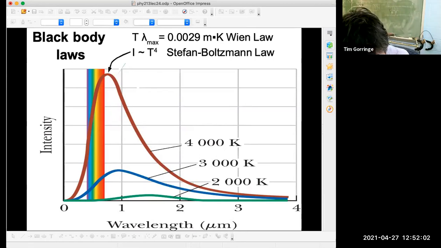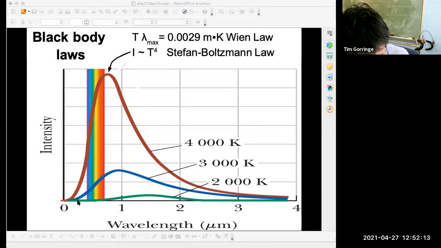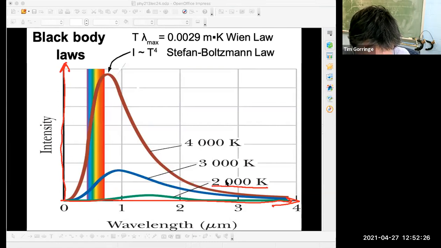So in this plot here, there are three curves to look at. Again, it's a plot of wavelength horizontally versus intensity, just like the previous plot. But on this plot, I've got three different black body spectra from Planck's black body theory, and they're for 2000 Kelvin, so that's less than the temperature of the sun, 3000 Kelvin and 4000 Kelvin. And so that's the green, the blue, and the red curves.